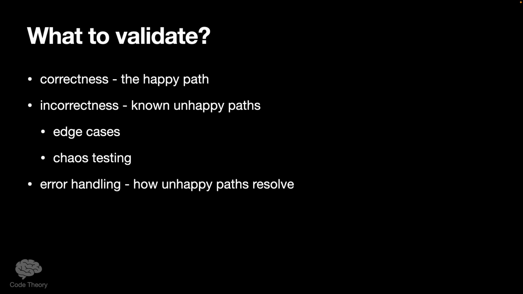And then of course, the other thing to validate is error handling, that you are actually handling any errors that do occur correctly, that you're doing it in the right way. So correct incorrectness is one way of putting it, but error handling I feel like is easier because otherwise you're like correctness, incorrectness, and correct incorrectness. It's like one of those tongue twisters, right?